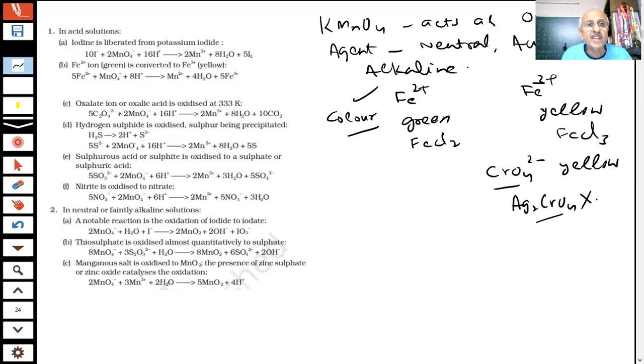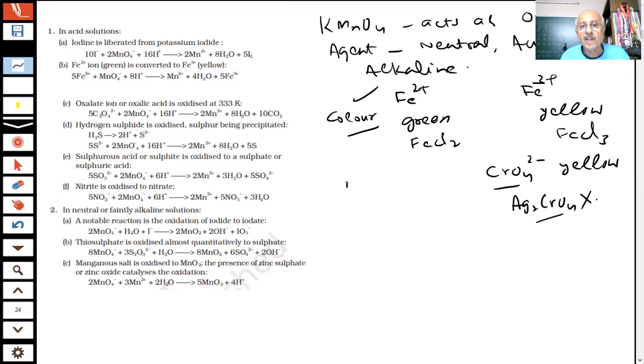Here, oxalate ion or oxalic acid titration with potassium permanganate is familiar, a titration of the chemistry lab, important. The oxalic acid is being oxidized to carbon dioxide. See how much is the change in the oxidation state of the carbon. With hydrogen sulfide, sulfur is precipitated. Sulfites are oxidized to sulfates. How much is that? +4 to +6.